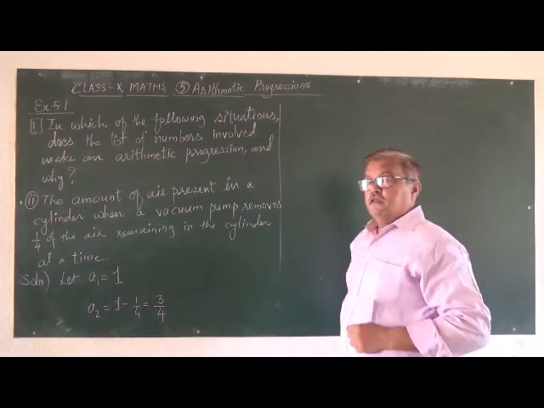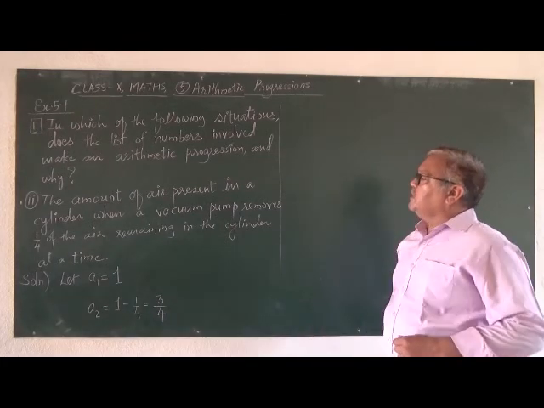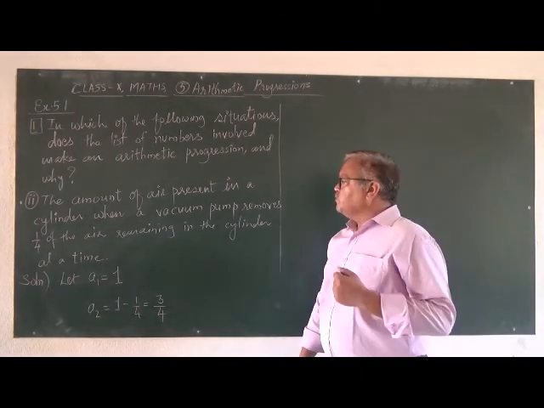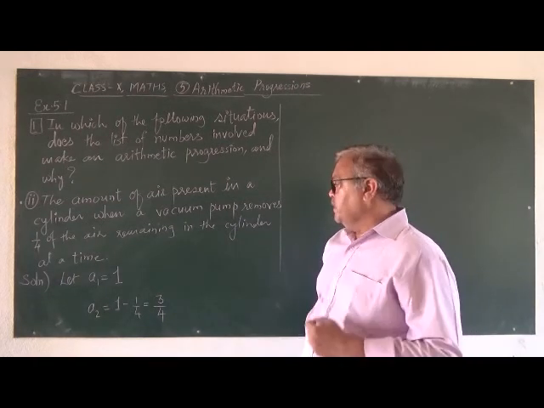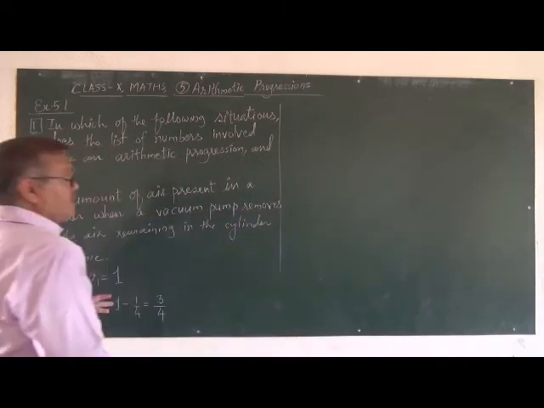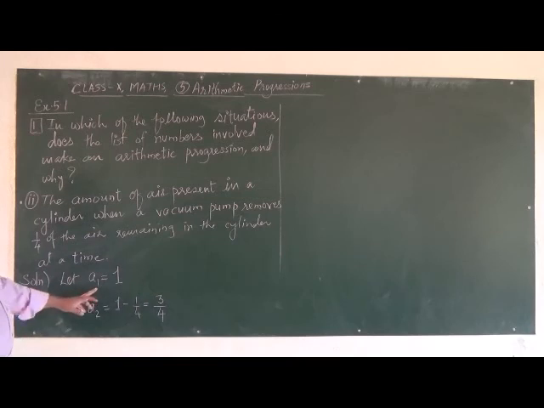Let us see the second sub question of main question 1. The amount of air present in a cylinder when a vacuum pump removes 1/4 of the air remaining in the cylinder at a time, each time. So what we will consider: the cylinder is full with air. Let A1 be 1. Then when the vacuum pump is attached, each time it removes 1/4 of the air present in it.